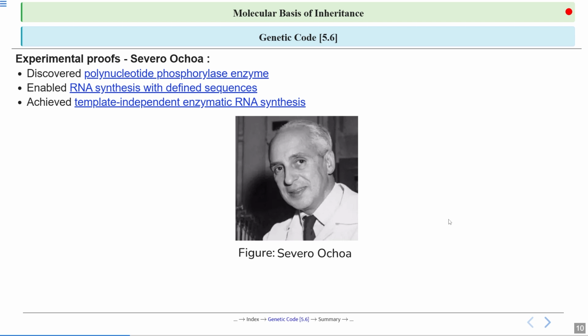Then came this proof, which is Severo Ochoa. What he did, he discovered the polynucleotide phosphorylase enzyme, which enabled the synthesis of RNA with defined sequences. And by this, what they achieved? They achieved template independent enzymatic RNA synthesis. They were able to synthesize RNA which is template independent.